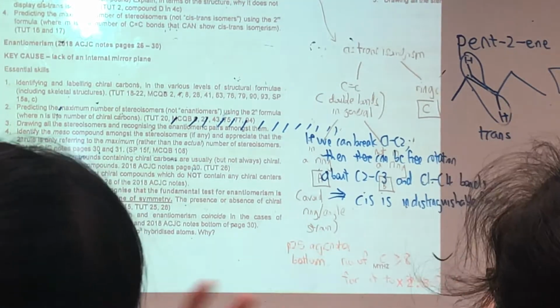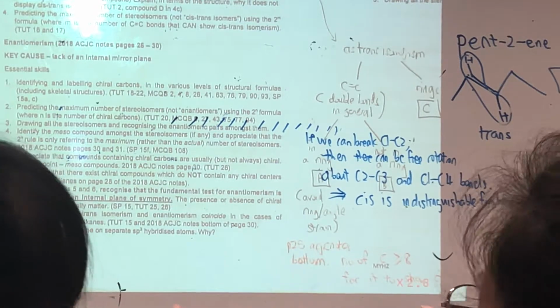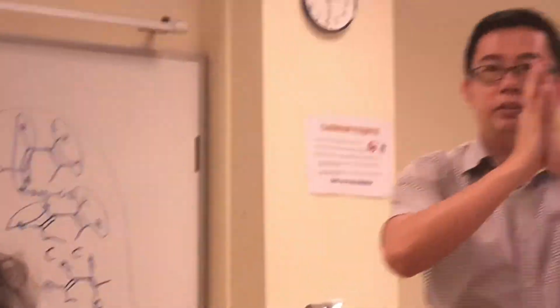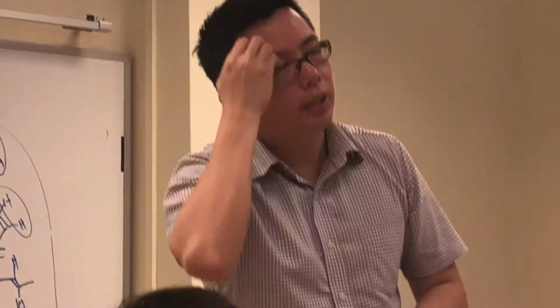That's the fundamental concept behind enantiomerism. You are not allowed to do this, people. You can't do this. This is actually just generating a mirror image. What is an internal mirror plane? It's a mirror plane that's internal, that's inside the thing.